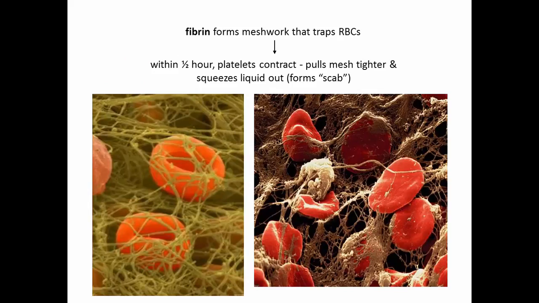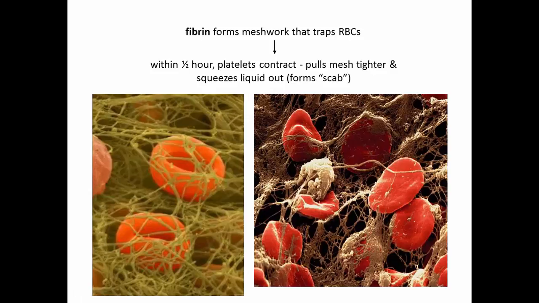The fibrin forms like a net or a meshwork that traps red blood cells and prevents them from being lost outside the vessel. And that's what you can see on the left side. You can see this fibrin meshwork, and you can see red blood cells that are being caught inside that little net. Within about half an hour, the platelets then contract.